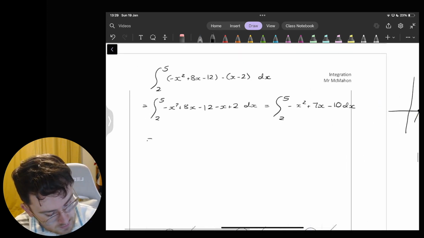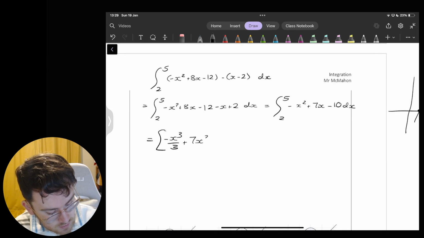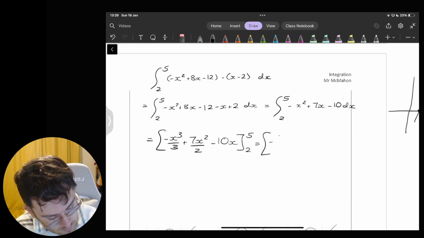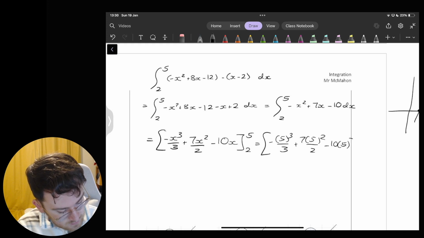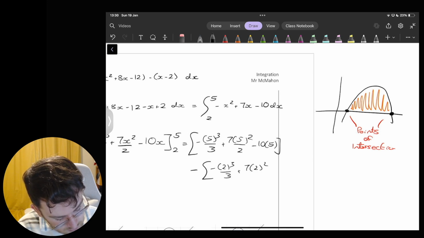Okay, so looking at that then, that's going to be minus x cubed over 3 plus 7x squared over 2 minus 10x evaluated at 2 and 5. So evaluating that one, minus 5 cubed over 3 plus 7 times 5 squared over 2 minus 10 times 5, minus 2 cubed over 3 plus 7 times 2 squared over 2 minus 10 times 2.